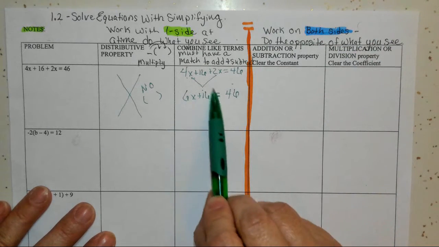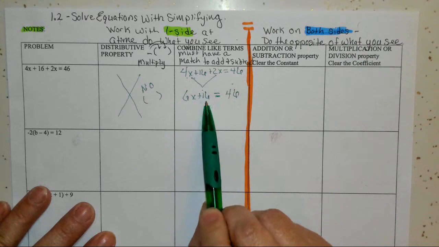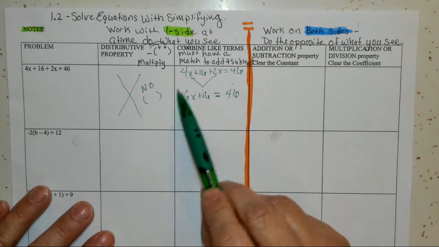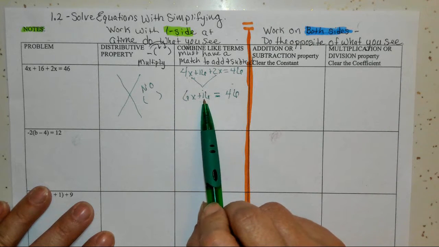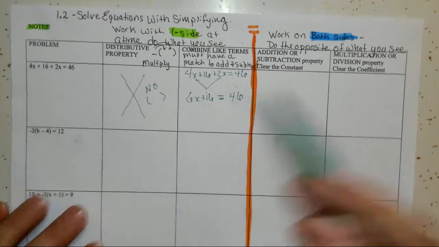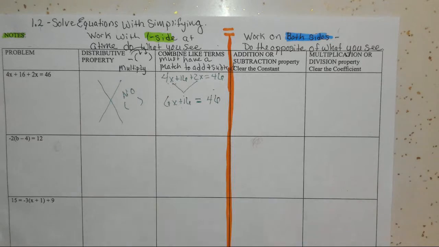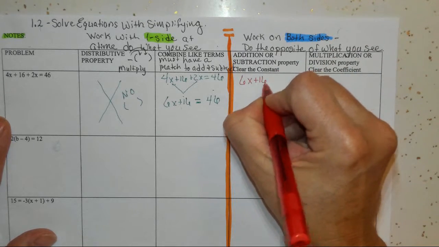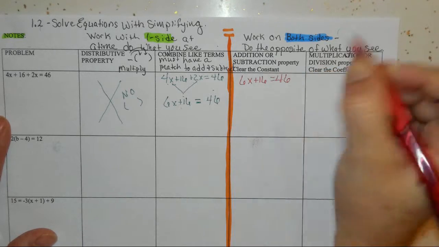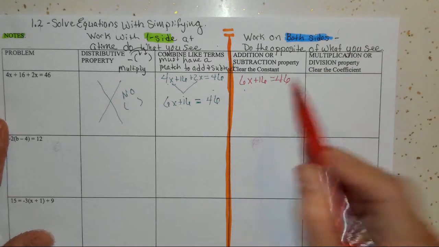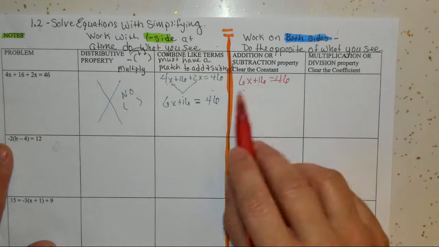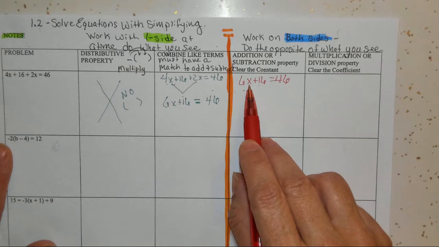Because now, remember, our ultimate goal is to get the letter alone. So now I look at what I have. I have a constant and a coefficient, and that is what we have done in our previous lesson. So now I'm ready to change my thinking. 6x plus 16 equals 46. Now each side is down as far as I can get it. We can't add these together. They're not like terms. So now I have to start peeling numbers away from the x.